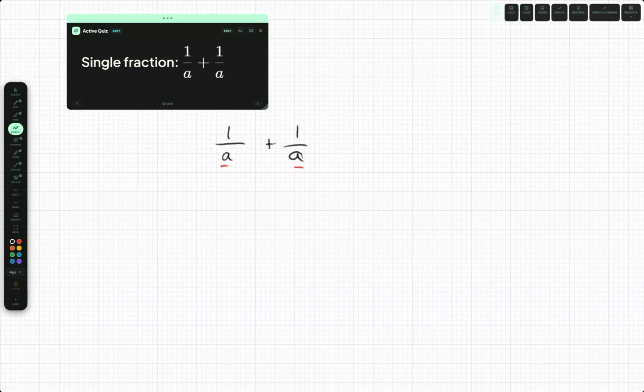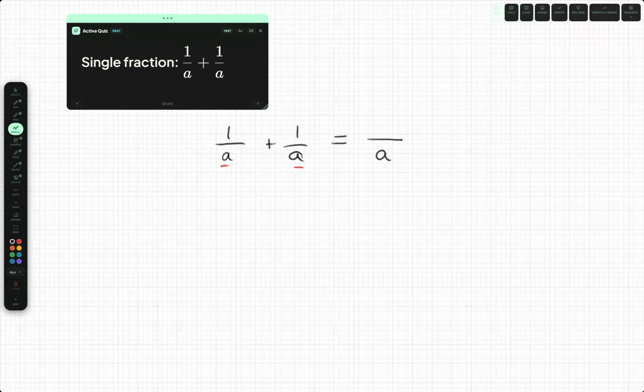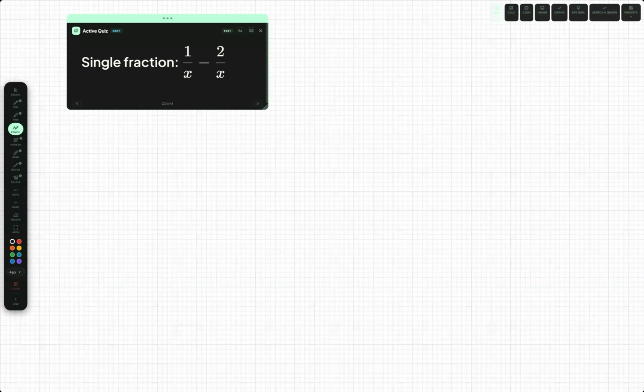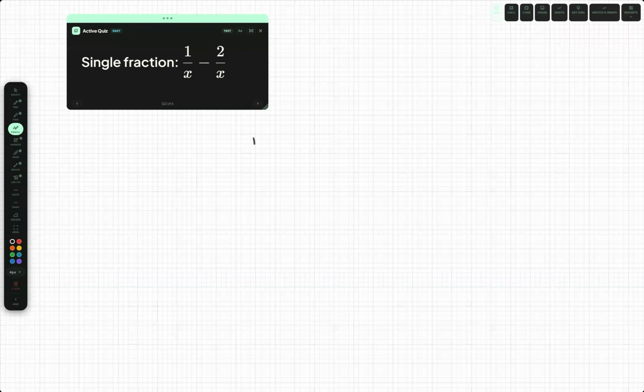And just like with numerical values, when our denominators are the same, we keep the common denominator and we add the two numerators. In that case, 1 plus 1 will be equal to 2 over a. So still following exactly the same rules that we apply to numerical values. In our next one, same idea, and the same principles apply, just have to make sure that we're applying the signs correctly.